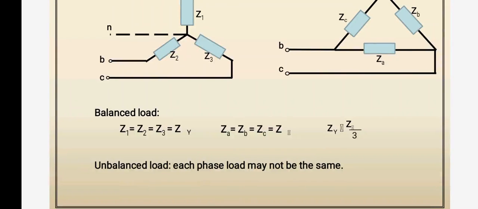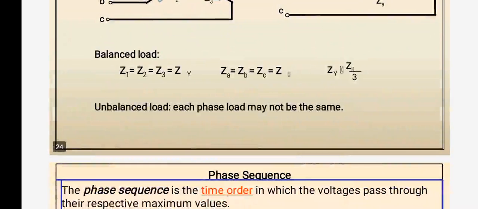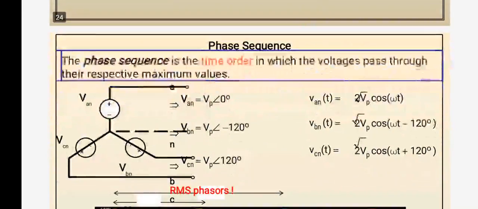If we go for the same for delta connection, ZB for unbalanced load, all these impedances are different. Then the phase sequence. What is the phase sequence?